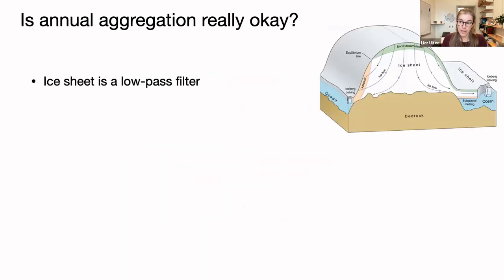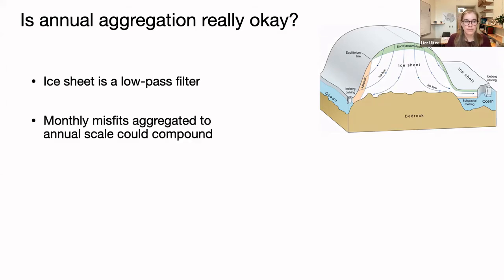So you might wonder, as I did, whether annual aggregation is really okay to do. And there are a few reasons why we think that it should be okay. The first is that the ice sheet is a low pass filter. So even short time scale variability is going to be integrated by the ice dynamics, which is what we're trying to force, and end up with a lower timescale variability in the end in terms of the ice sheet response.